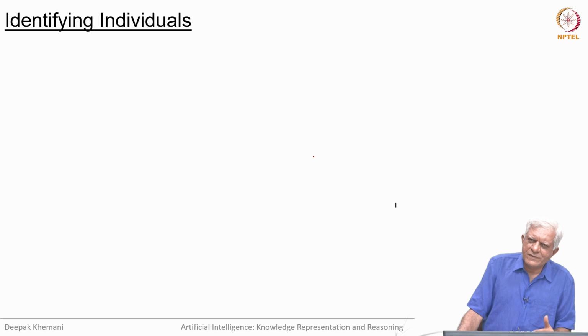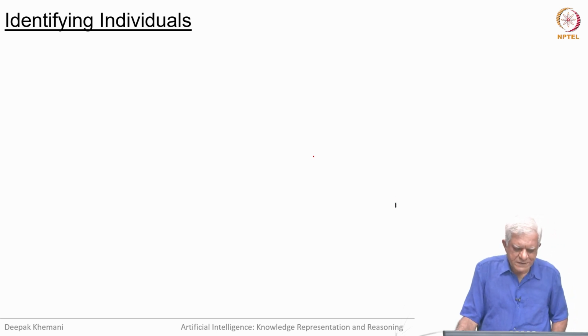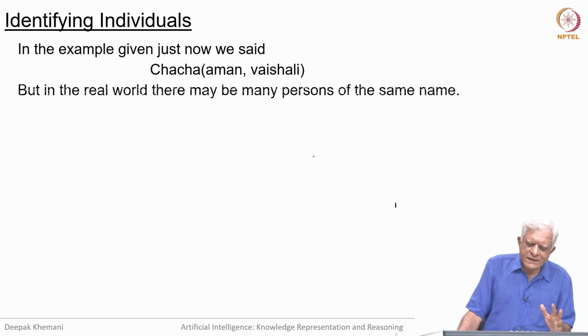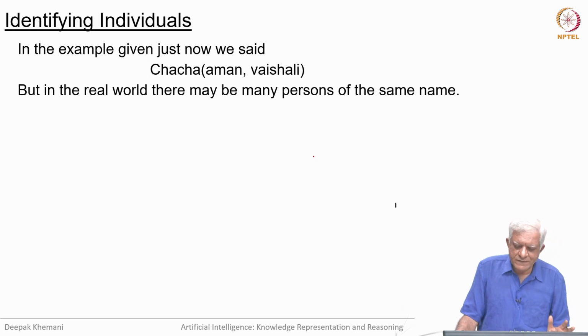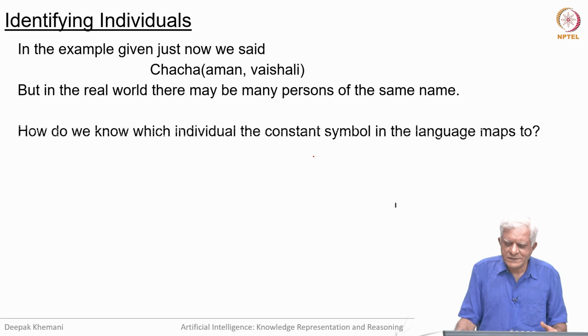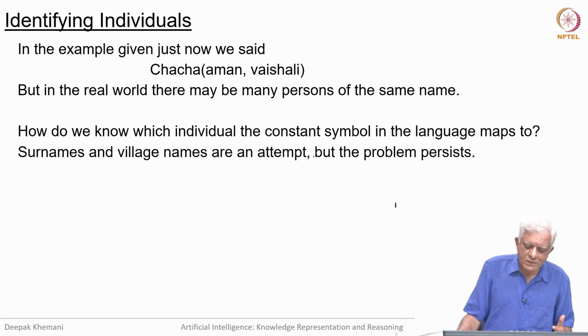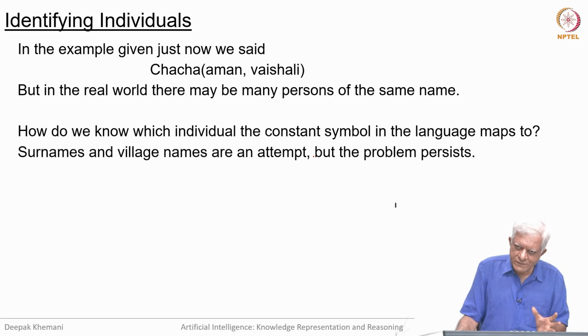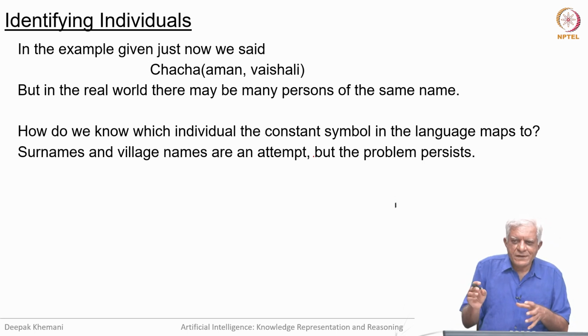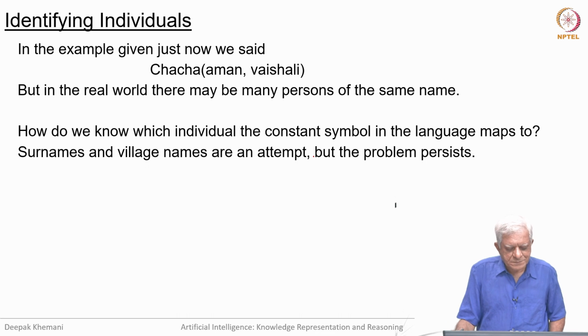Now, one thing we have to be careful of when we represent things like family databases, and in general when we talk about knowledge about people, is this. We have said very happily that Aman is the chacha of Vaishali, but in the real world there may be many people of the same name essentially. So, there may be many Amans and there may be many Vaishalis. Which one is the one that we are referring to? How do we know which individual the constant symbol we are using in our knowledge base maps onto in the domain? Because in the domain many people would have the same name.